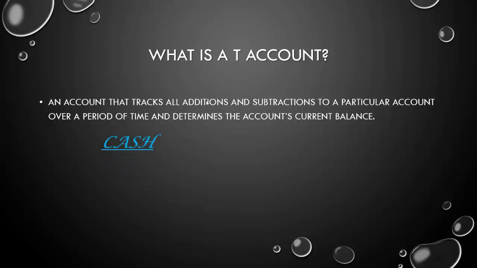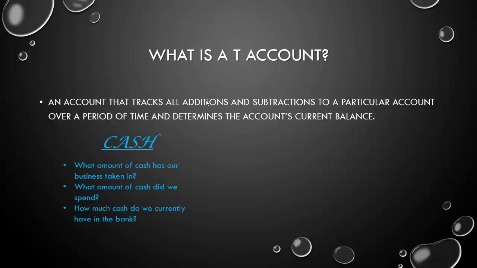So let's take cash, for example. Additions and subtractions. What would we have as an addition for cash? We would have cash taken in by the business, probably for providing a service or making sales, etc. The T account is also going to keep track of what we spent cash on. What was our outflow of cash? How much cash went out of the business? And then the balance is what we currently have in the bank. You can learn all of these from a T account.